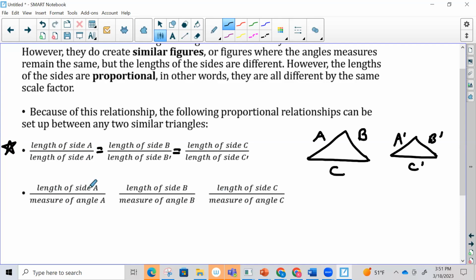This is also true, but we're not going to really do this. But you could do the length of side A divided by this angle measure A across from it. That is going to equal the length of side B divided by this angle measure B, and the length of side C divided by that angle measure C. But we don't really use that, so I wouldn't worry too much about that.